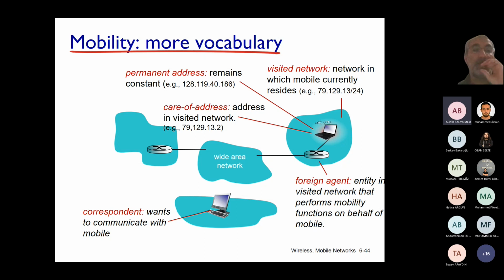In this visited network, we have a foreign agent, an entity in the visited network that performs mobility functions on behalf of the mobile. And we have the care-of address, which is the temporary IP address in the visited network. And the last notation that we use is called the correspondent. This is the device that wants to communicate with the mobile device.